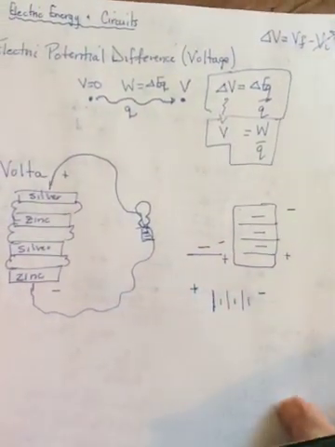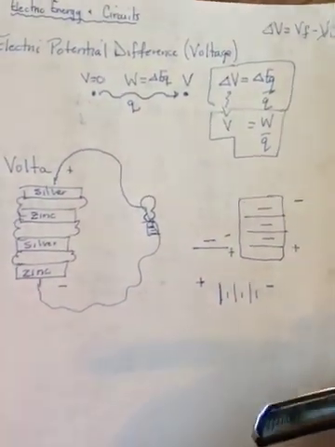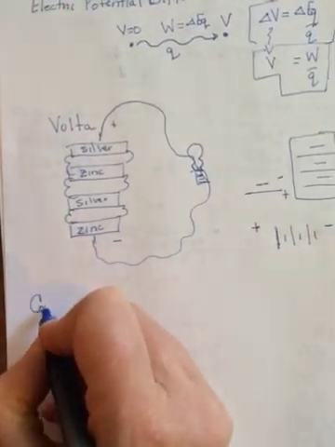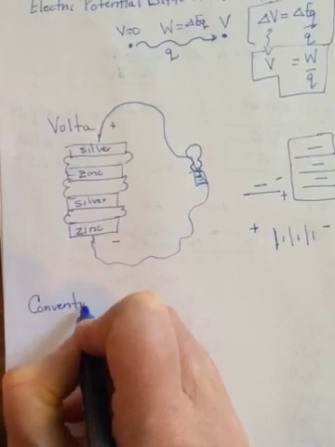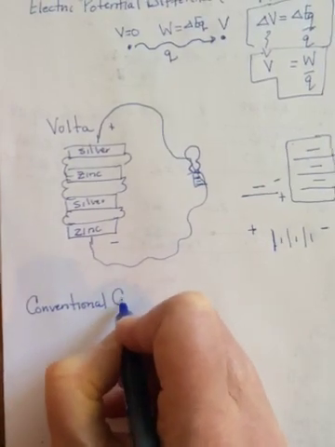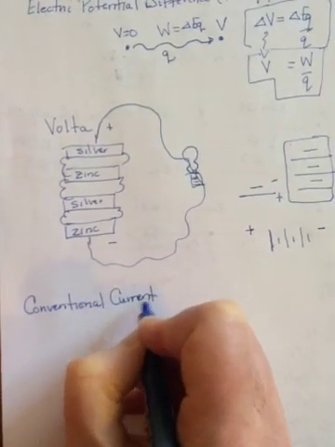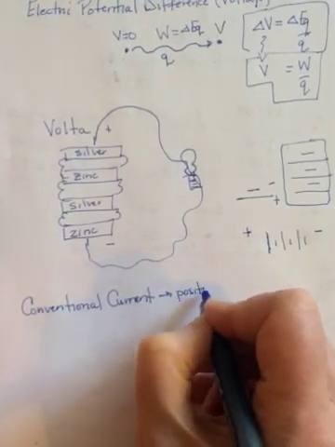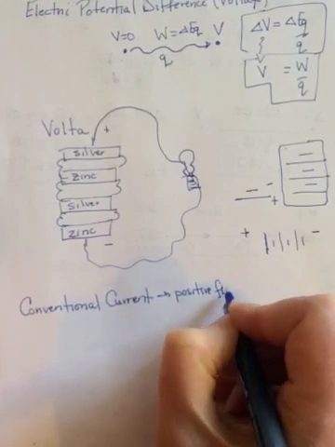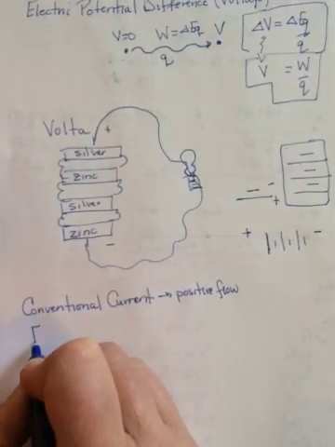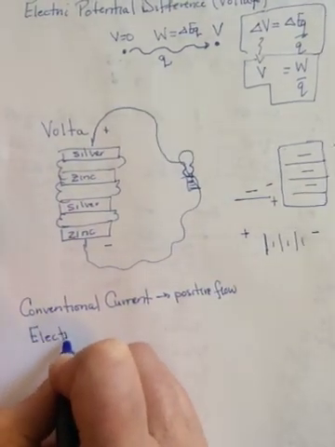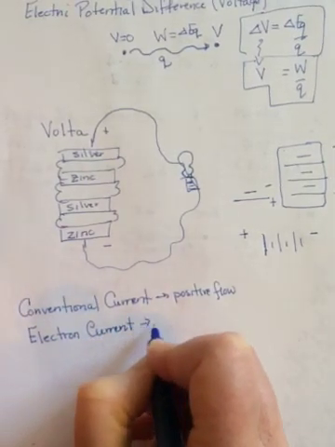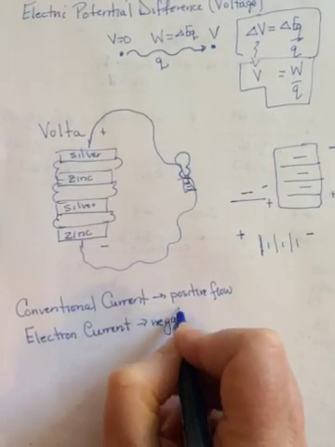And we will have 2 different types of current that you will encounter depending on what you're learning. You'll hear about conventional current. Conventional current means what's been used traditionally. It's positive charge flowing. You'll also hear about electron current, and it, of course, is negative charge flowing.